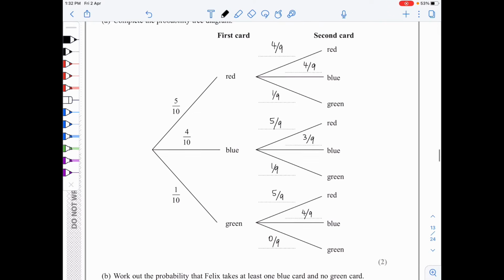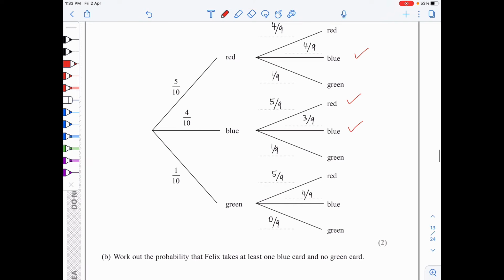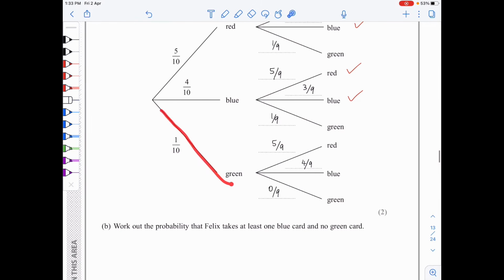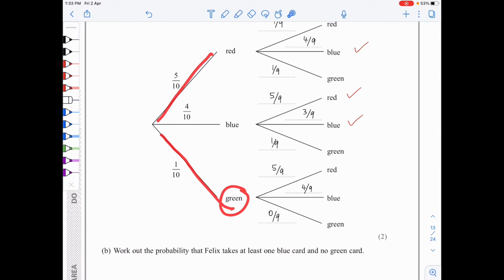Now, what's the probability that Felix will take at least one blue card and no green? So, at least one blue and no green. I will be ticking those combinations that are successful for us. At least a blue and no green. At least a blue and no green. This one as well. The blue-green is not good enough because even though it has a blue, it also has a green. And we don't want anything from this part here. So we only have 5/10 times 4/9, 4/10 times 3/9, and 4/10 times 1/9.